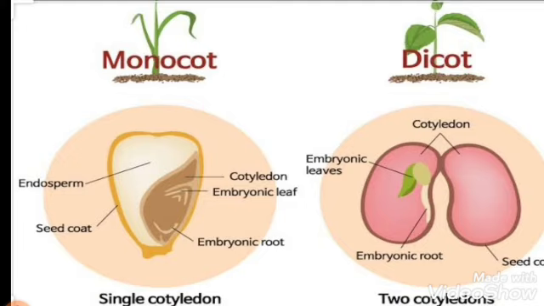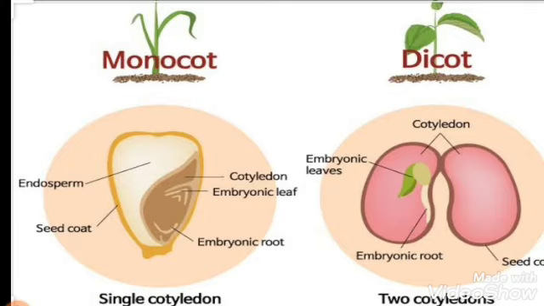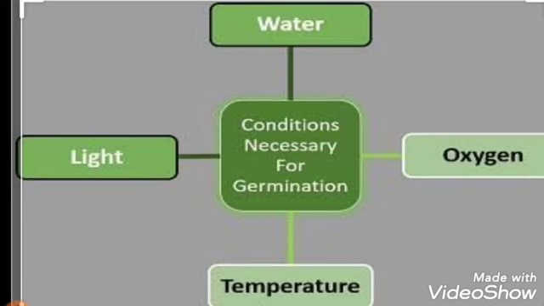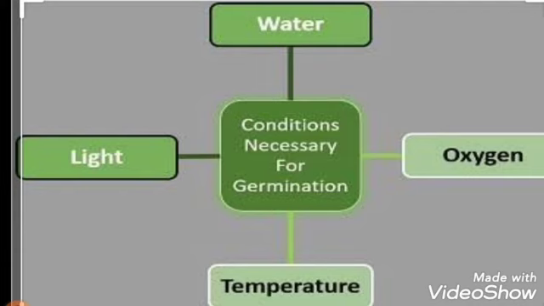You will observe the changes during the period of germination. When germination starts, the radicle is the first part of the seedling that emerges and develops into the root system. Then the plumule comes out, which grows into the shoot system. So in science, you have studied the entire history of reproduction of plants. The conditions necessary for germination of a seed are water, sunlight, oxygen and suitable temperature.